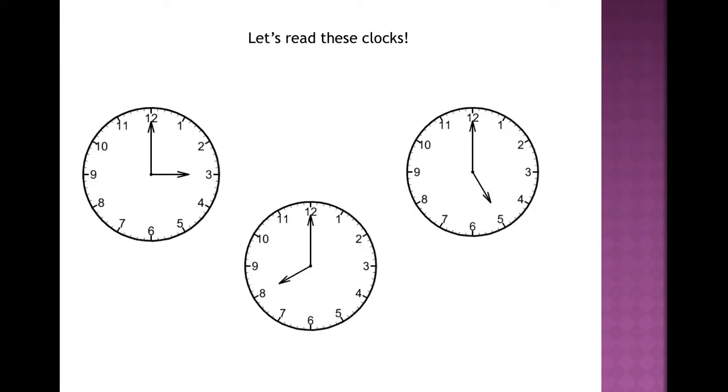Remember, when we're reading an analog clock, we need to be able to skip count by 5s. We start off at 0, 5, 10, 15, 20, 25, 30, 35, 40, 45, 50, 55, 60. Except we don't say it's 5:60 o'clock. We just say it's 5 o'clock.